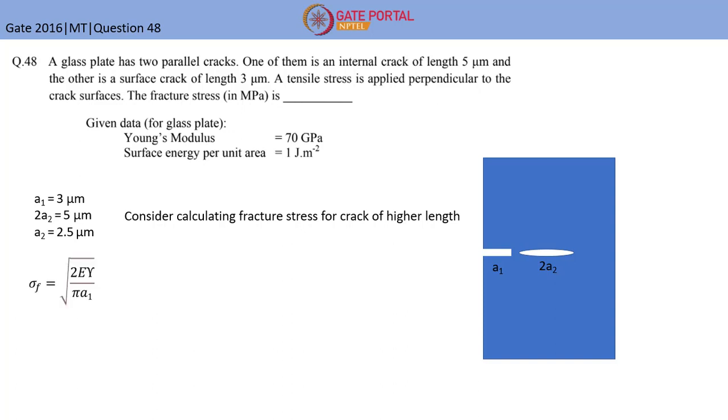Now you know that using Griffith's theory, fracture stress is given by the square root of 2 times Young's modulus times surface energy per unit area, divided by pi times A1. We have considered A1 here. So when you put these values in the equation, you will get the value of 122 MPa. So this is the correct answer.